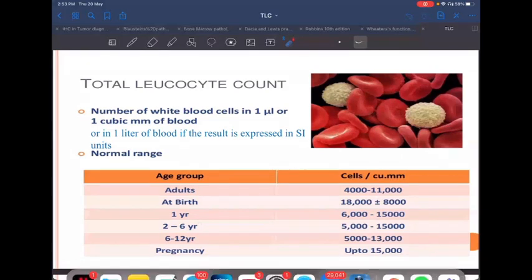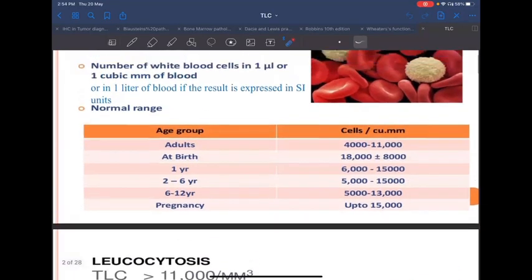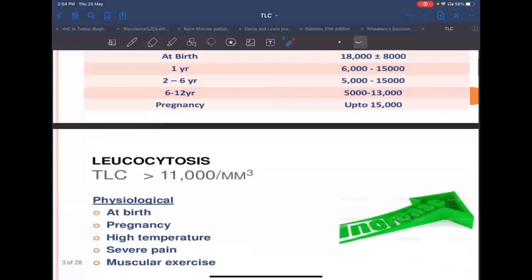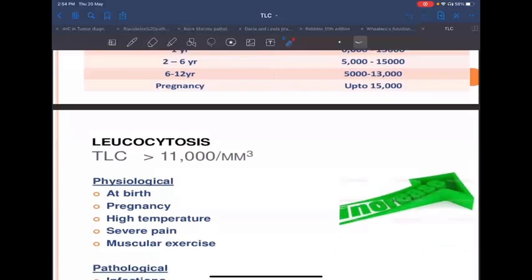Increase in WBC is leukocytosis. How much above the normal range? Above 11,000 per mm cube in adults.